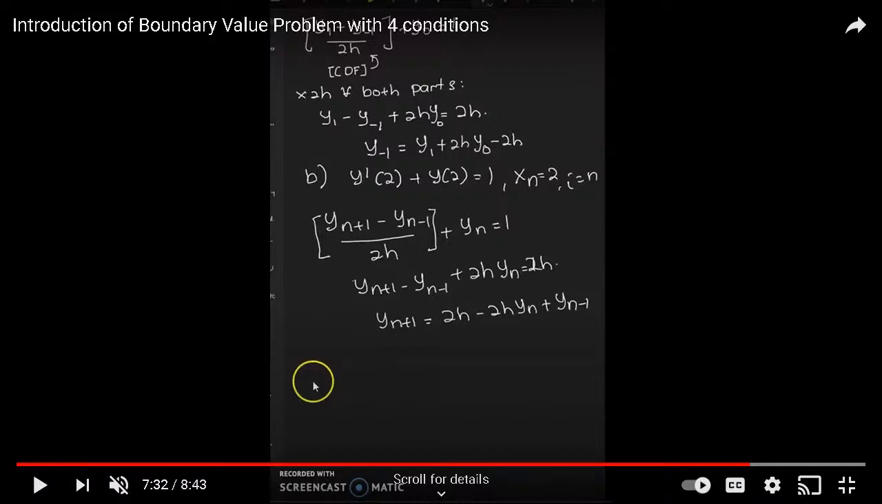The two-point center difference formula for the first derivative. Y prime 2 plus yn equal to 1. So you can get yn plus 1 replaced by the terms of yn and yn minus 1, which is inside the boundary.